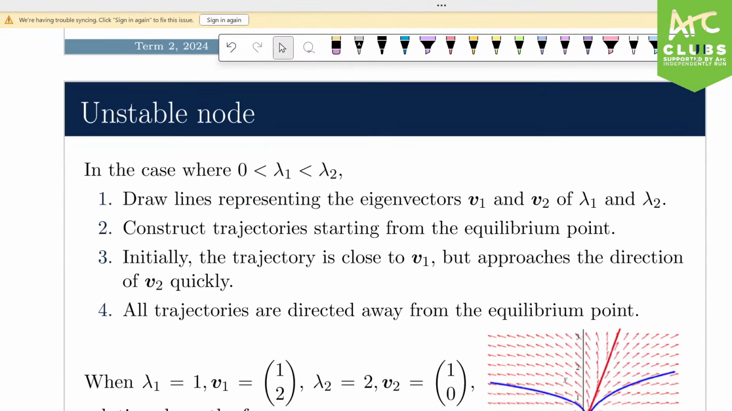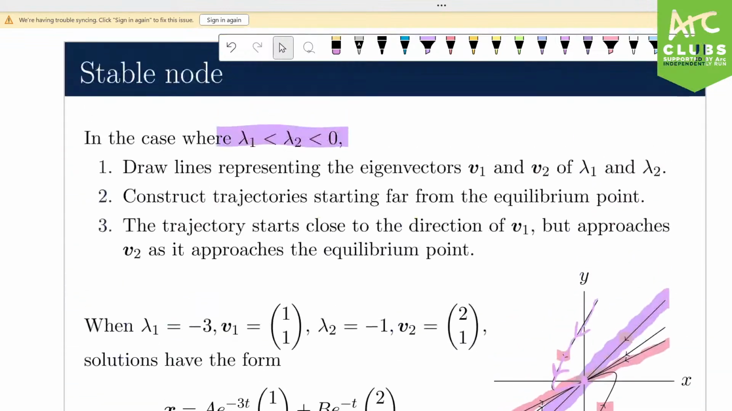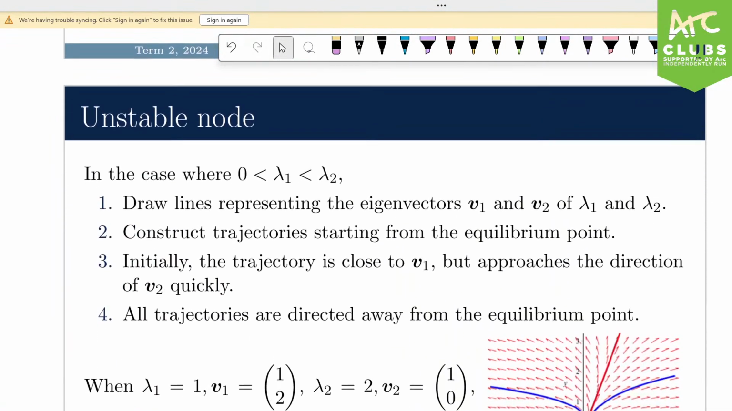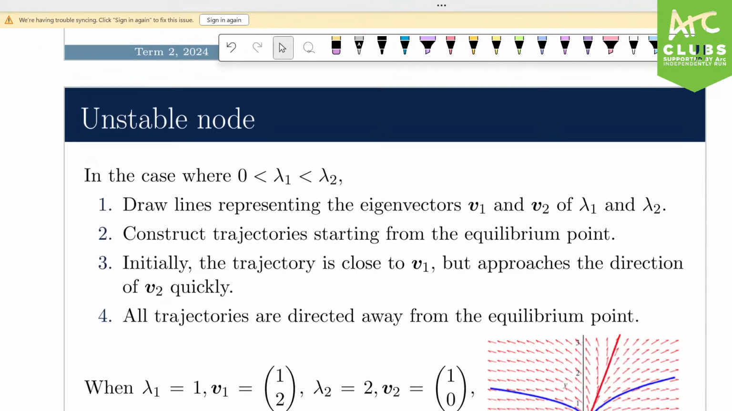So unstable nodes: if both are positive, we draw the same diagram. We draw the spans of our eigenvectors, and if it's positive, the directions are going to be pointing outwards. So you think of, again, a particle getting shot into R2, it just gets flung away from it. It's trying to push the particle as far away from these eigendirections as possible. So it spits everything out.